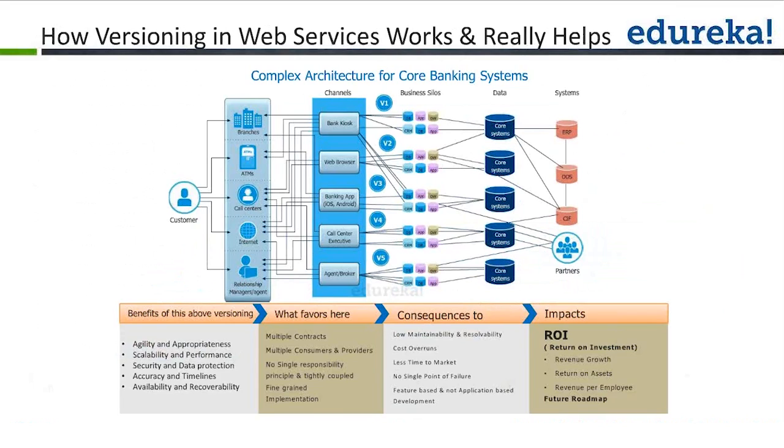And what are the consequences, which is very important for the leadership team and the business strategists: you have fewer cost overruns, less time to market, and no single point of failure, with low maintainability and resolvability. That is important for any project manager, program manager, portfolio manager, business strategist, and the leadership team that governs the project and all the business stakeholders, right? Even the technical stakeholders will have their life very easy.